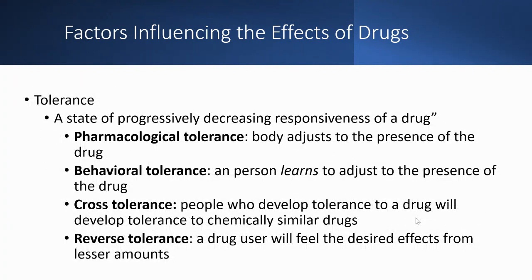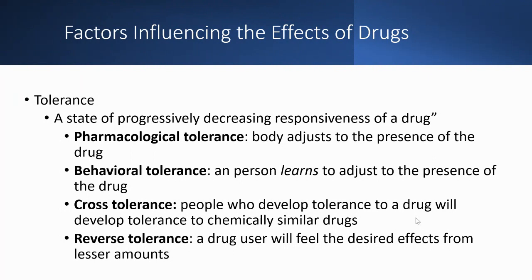Tolerance is a state of progressively decreasing responsiveness to a drug, and there are different tolerances. There's pharmacological tolerance, where the body adjusts to the presence of the drug. There's behavioral tolerance, where a person learns to adjust to the presence of the drug. An example of that is someone who drinks a lot of alcohol, so they can drink more alcohol and act more sober compared to a person who first drinks alcohol, who doesn't know how to handle the effects of alcohol. Cross tolerance is when people who develop a tolerance to one drug will develop a tolerance to a chemically similar drug. LSD and psilocybin are two drugs. If you have tolerance to LSD, you will also have tolerance to psilocybin, even if you've never taken psilocybin.